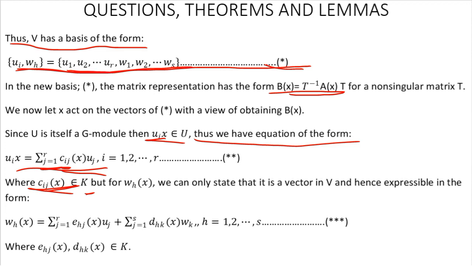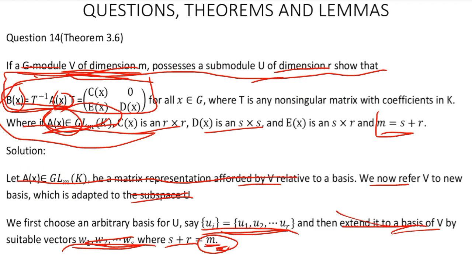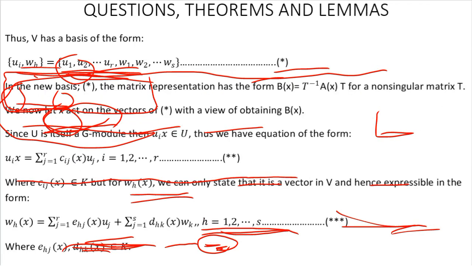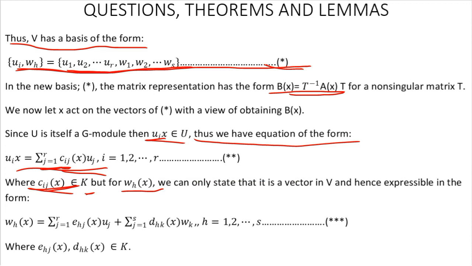For the W, remember we just choose them arbitrarily. We can't say much other than that they come from the vector space V, whose dimension we know to be M. So we can only say that it is a vector in V, and so we can express it as this. I could do that because I know what I'm targeting, but I'm careful to note the sum, the first r of them and the first s of them for the W's.